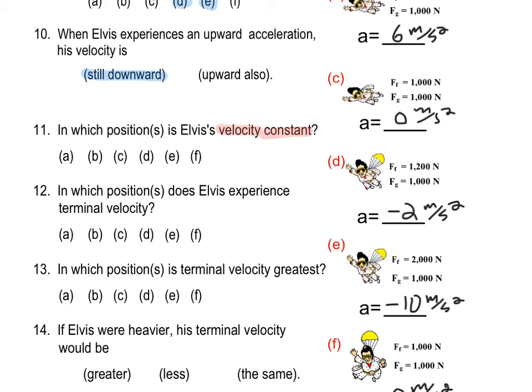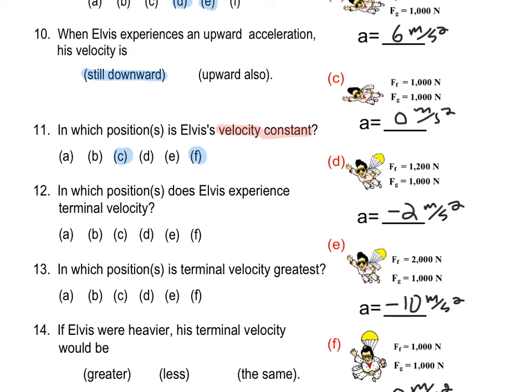If you ever see velocity constant or constant velocity, you have to immediately think we're just an object at rest staying at rest, or an object in motion staying in motion with no net force. So for Elvis, this happens at position C and position F, where you have an acceleration of 0 meters per second squared. Number 12 asks about when Elvis is going to experience terminal velocity.